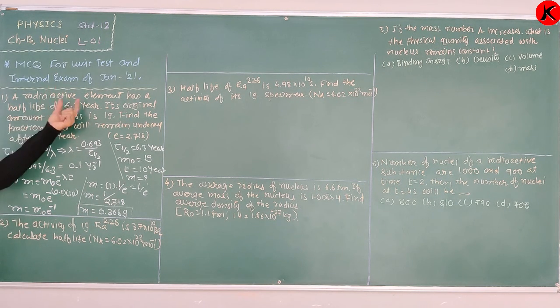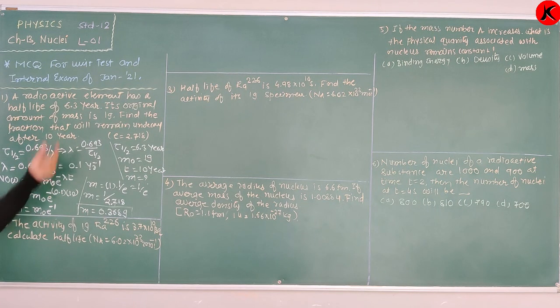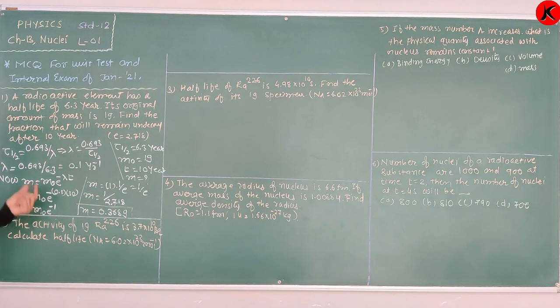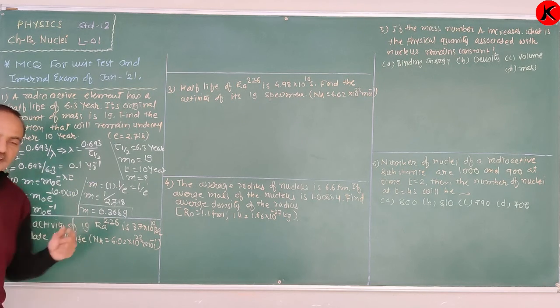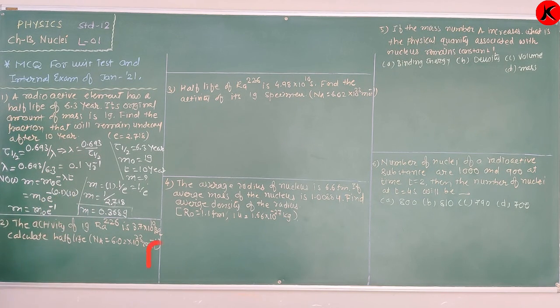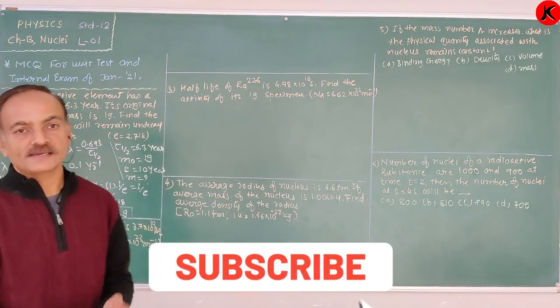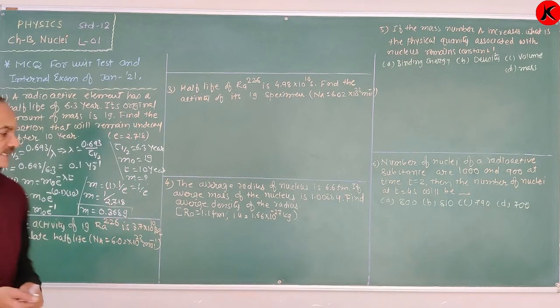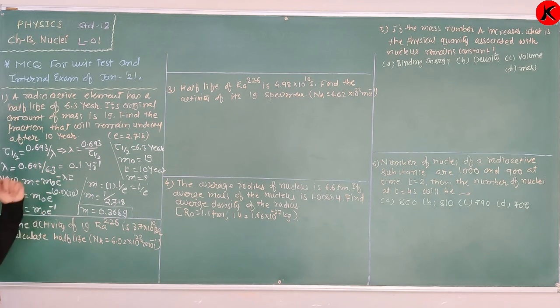Again, a radioactive element has a half-life of 6.3 years. Its original amount of mass is given as 1 gram, that is the initial mass. Find the fraction that will remain on decay after 10 years. What is the part of the given substance that has not decayed in 10 years? So from the equation of the activity, I is equal to I0 e to the power minus lambda t, or in terms of the number of nuclei, N is equal to N0 e to the power minus lambda t, or in terms of the mass, m is equal to m0 e to the power minus lambda t.